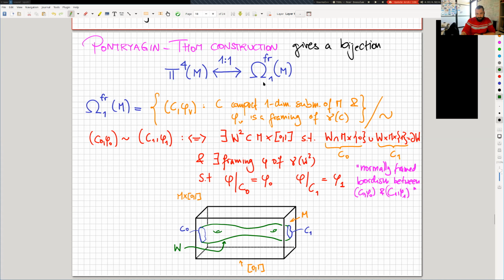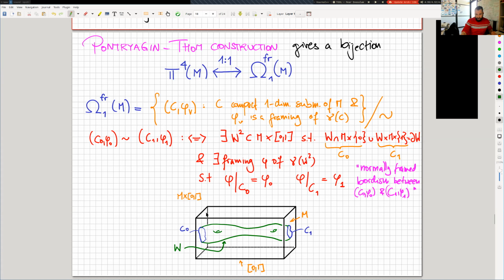So what is this thing here? These are just pairs of one-dimensional submanifolds with a framing of their normal bundle. I have one-dimensional submanifolds everywhere, and they have trivial normal bundles. Everything is oriented here, and you take a framing, and you mod out a certain equivalence relation. You say two of these normally framed one-dimensional submanifolds are the same if there exists a two-dimensional submanifold of M cross [0,1], such that it has a boundary, and one boundary is exactly C0, and the other boundary is C1. This is the picture up here.